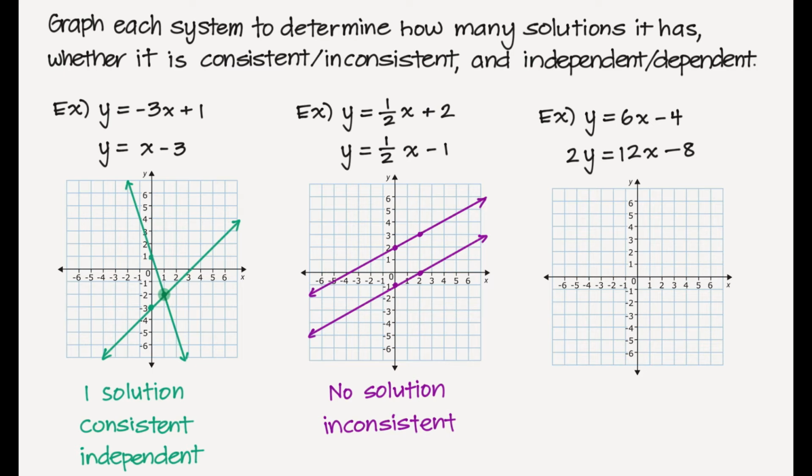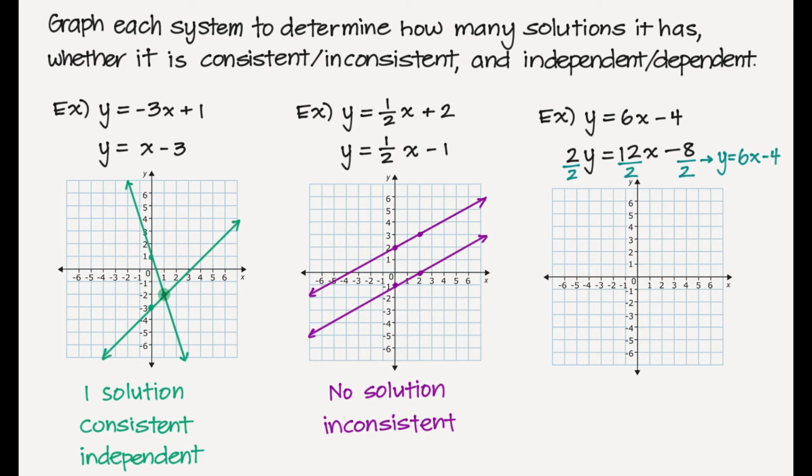Our third example, we have y equals 6x minus 4, and our second equation is 2y equals 12x minus 8. I'm going to rewrite this, so I'm going to divide everything by 2, and that leaves me with y is equal to 6x minus 4. So notice that's the same equation as my top equation.